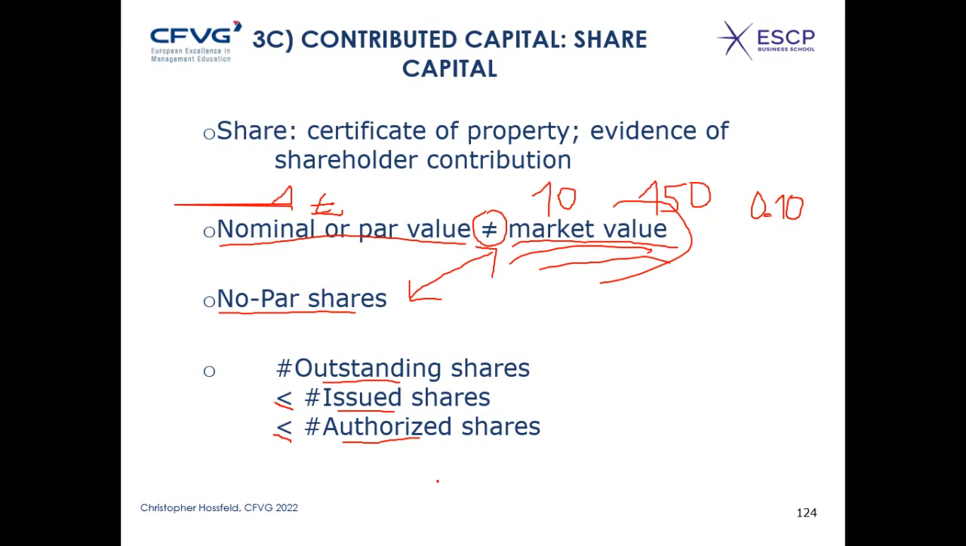What could be the difference between outstanding shares and issued shares? Could also say issued shares, we could call them existing shares. Issued shares or existing shares. Any idea?